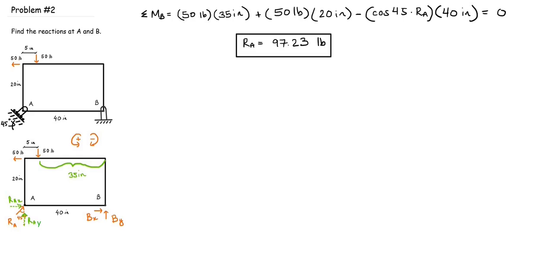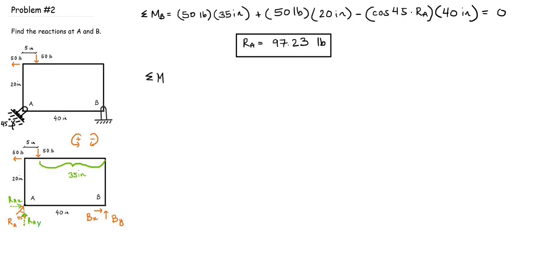Now, instead of taking the sum of the forces in the x and y direction to solve for B of x and B of y, I'll take the moment about A to solve for B of y. And the reason for that is because this will allow me to check my solution using the sum of the forces in the y direction.